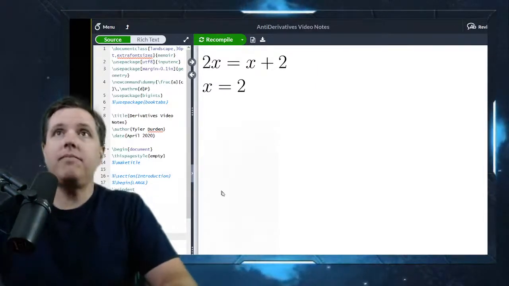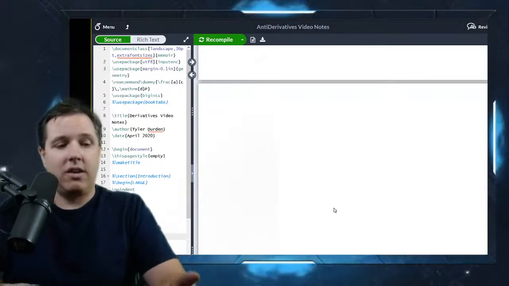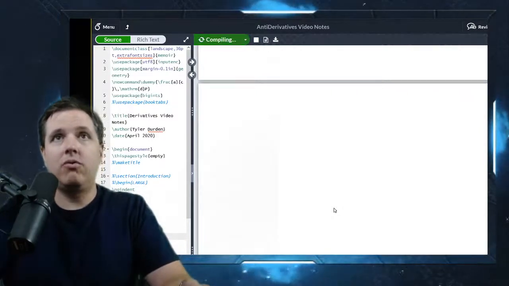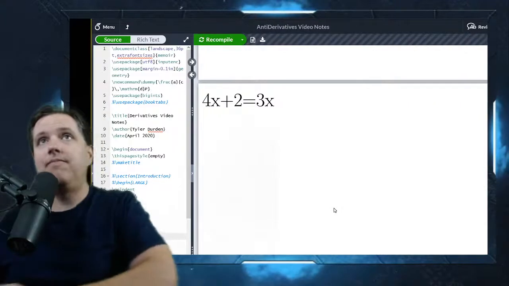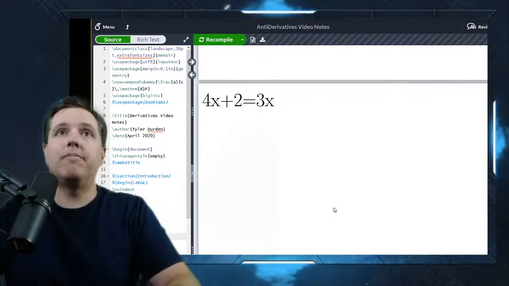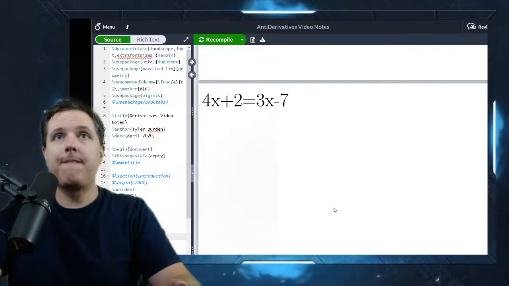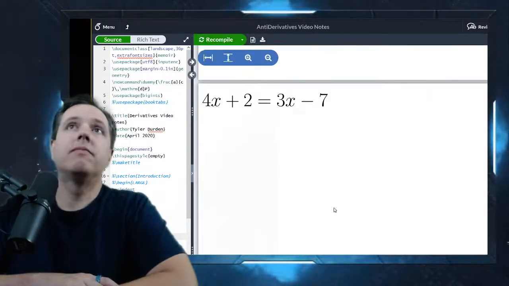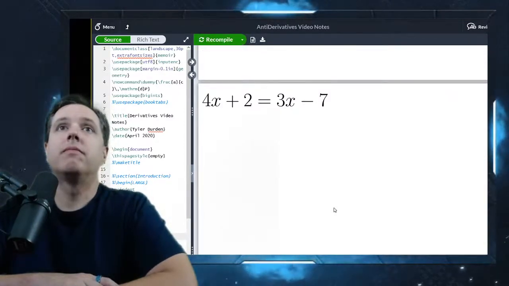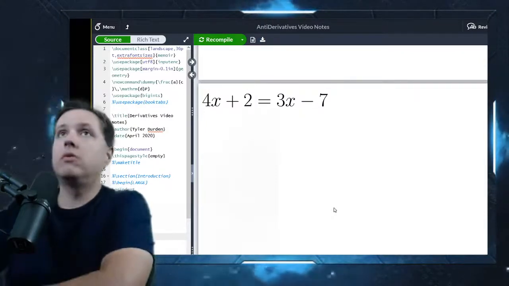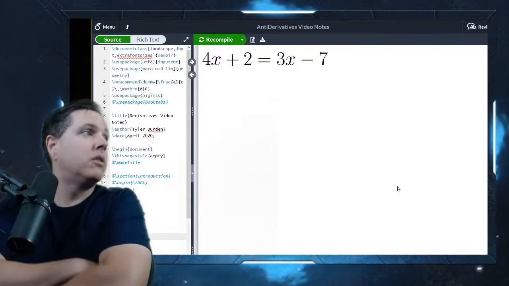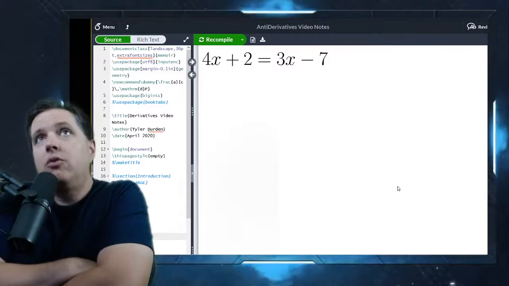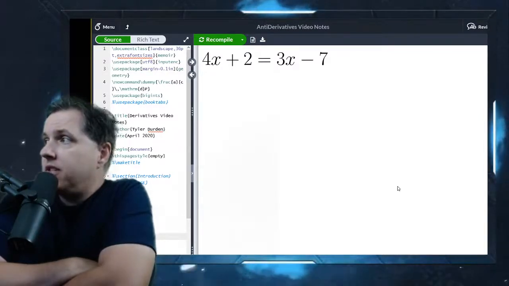Let's go to another example. Let's say I've got 4x plus 2 equals 3x minus 7. So how can we use this to simplify things?